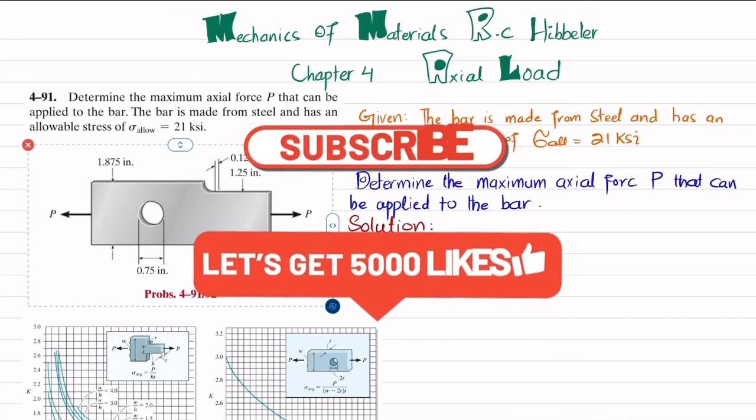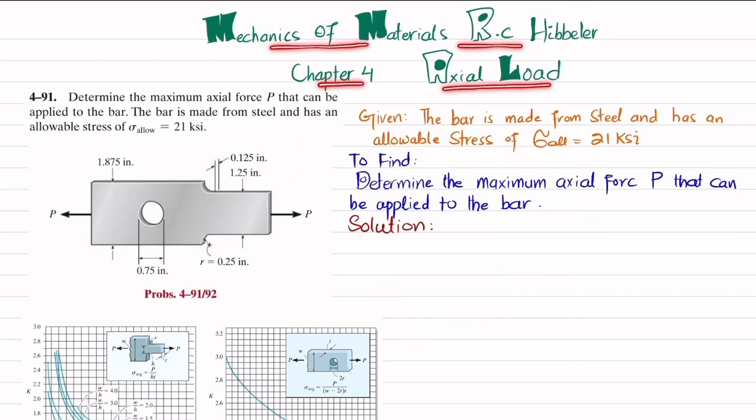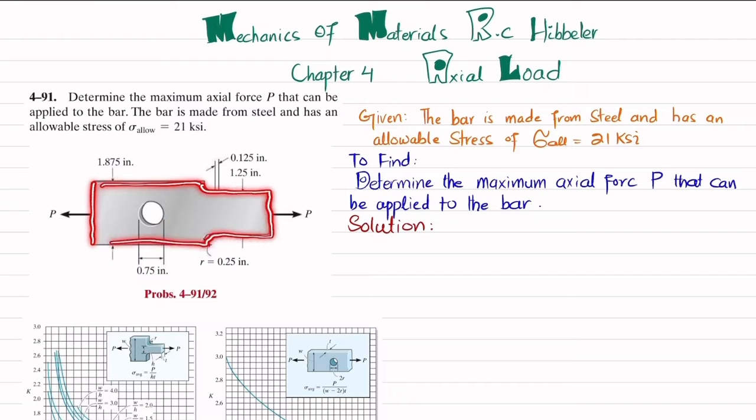Welcome back. Problem 4-91. This problem is taken from chapter number 4, Axial Load, and the book is Mechanics of Materials by R.C. Hibbeler. The statement is: determine the maximum axial force P that can be applied to the bar. The bar is made from steel and has an allowable stress of 21 ksi. So you can see this is the bar where a load P is applied.